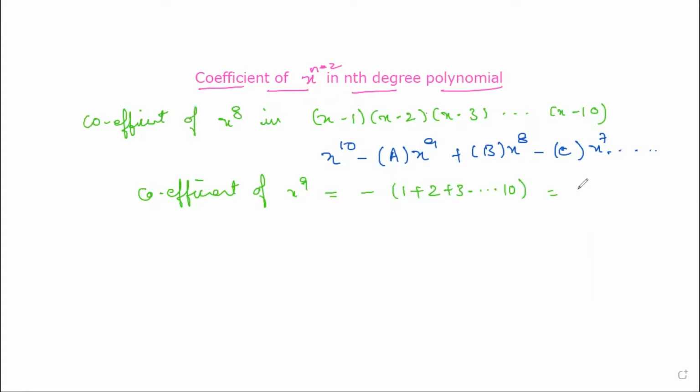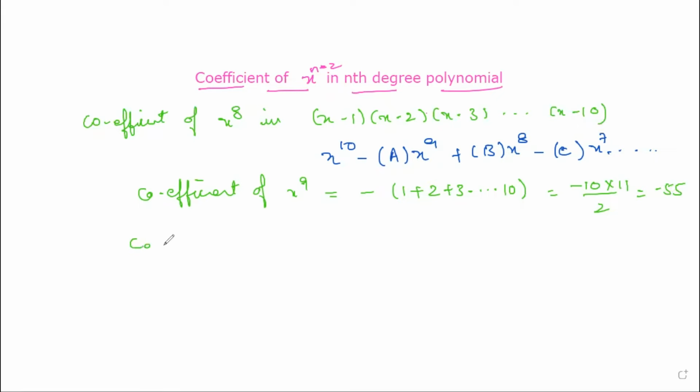Which is basically minus 10 into 11 by 2, which is minus 55. So it's a minus a value which is equal to 55. So a comes out to be 55.